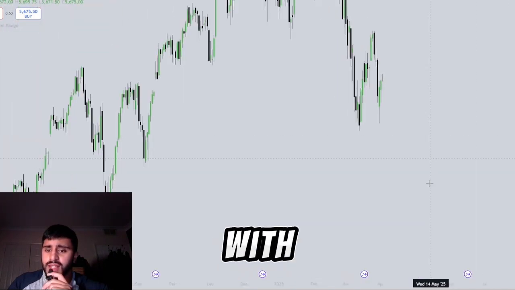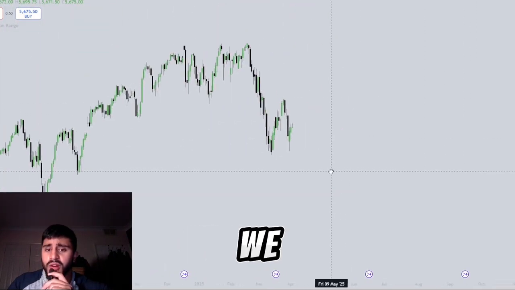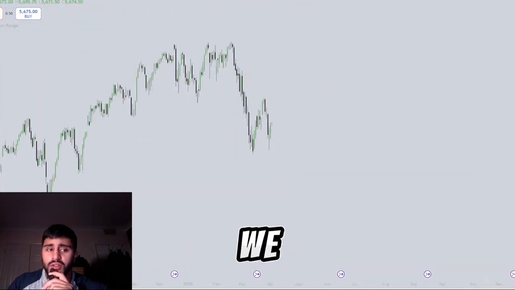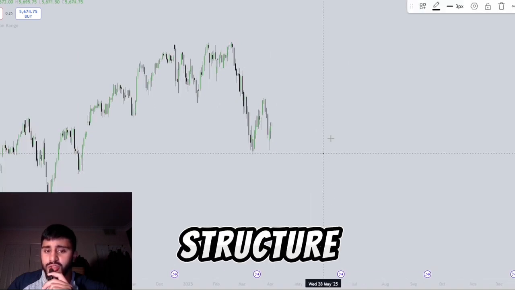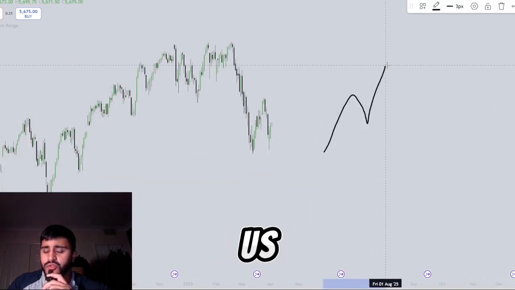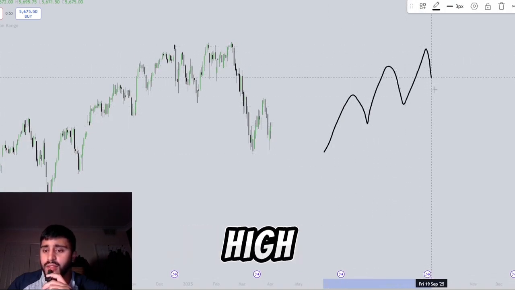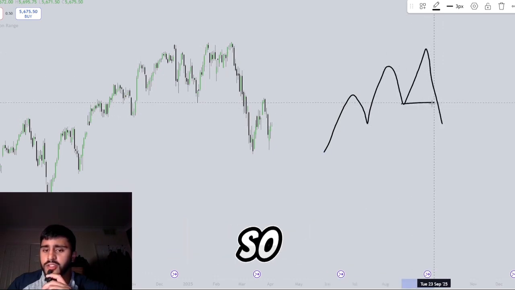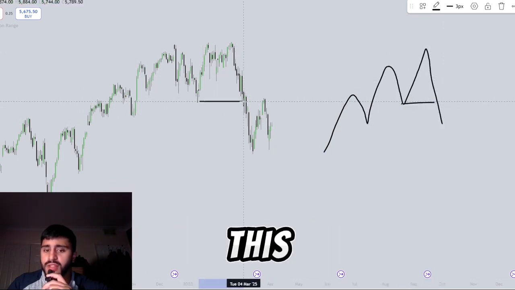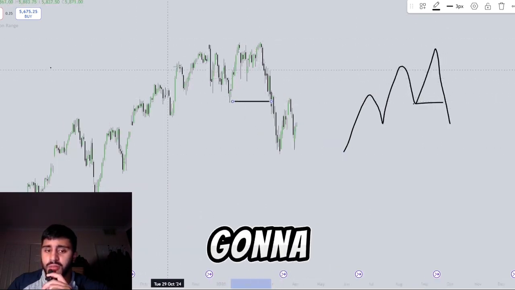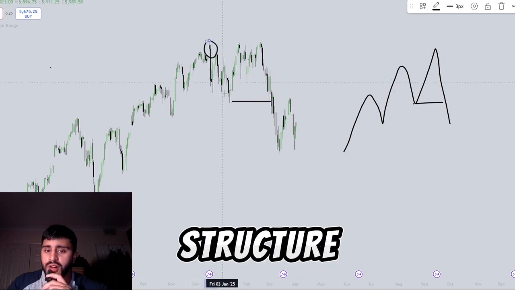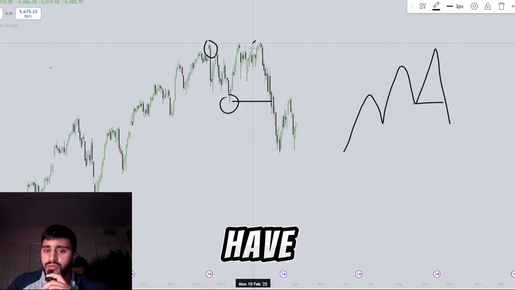So if we start with the daily time frame, right? The daily time frame, we want to understand a few things, right? We are looking for basic market structure. So notice how price has given us a structural high, structural low, structural high, and then we had a break over here. So this break corresponds to this area over here. So I have structure high, I have structure low, I have structure high.